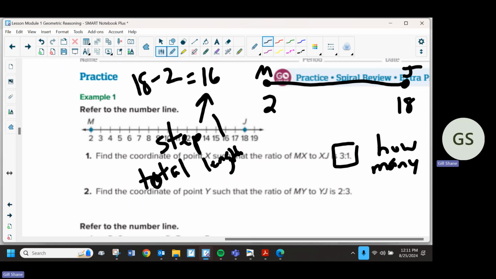And you get that by adding the two numbers in the ratio together. That means how many smaller segments? How many small segments do I want to make from the one big segment? So I want to make 3 and 1, or the ratio is 3 to 1. So that means I want to make 4.